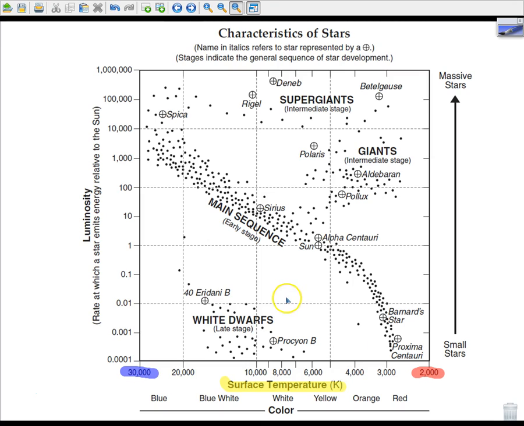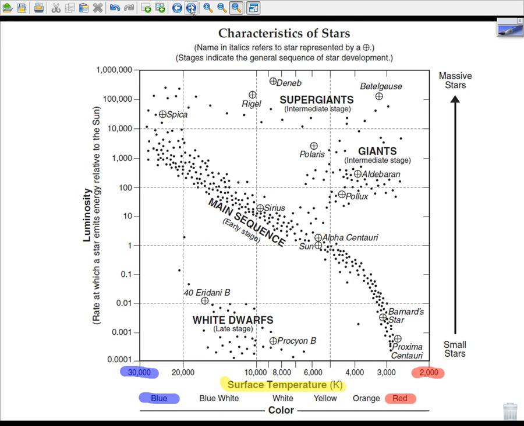The other interesting thing about this is it also has colors of stars. So a blue star is hotter than a blue-white star, which is hotter than a white star, hotter than a yellow star, hotter than an orange star, and finally the coldest star is a red star. So the phrase red hot does not apply to stars. Blue hot would actually be the proper terminology.